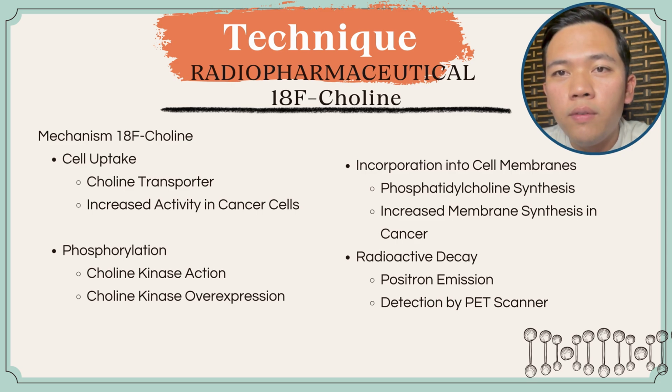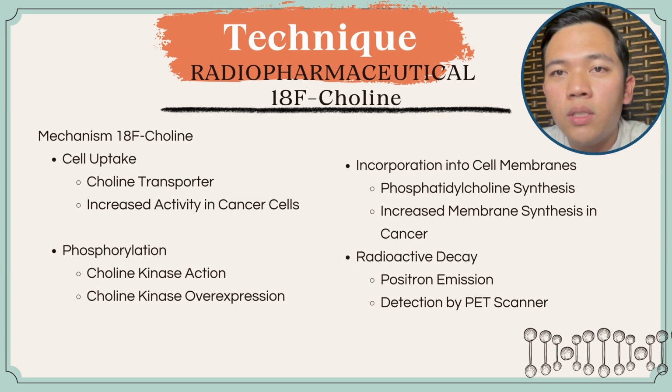The mechanism of cell uptake. First, let's talk about how 18F choline enters the cells, via choline transporters. Especially choline transporter-like protein 1, CTL1, facilitates the uptake of 18F choline. These transporters are highly active in cells that are rapidly synthesizing membranes, such as cancer cells. This increase in transporter activity leads to higher uptake of 18F choline in these malignant cells.